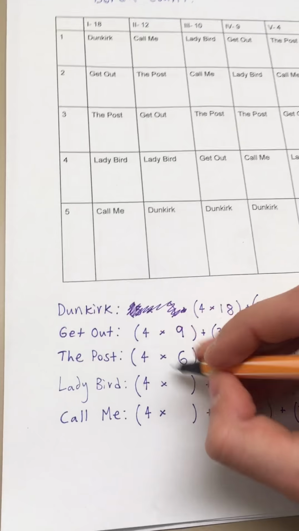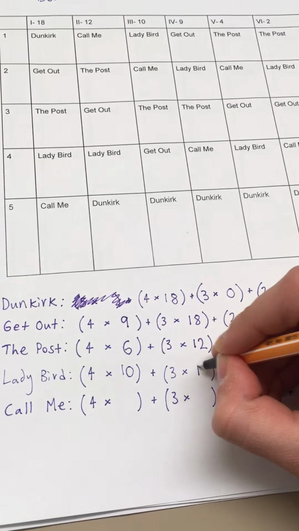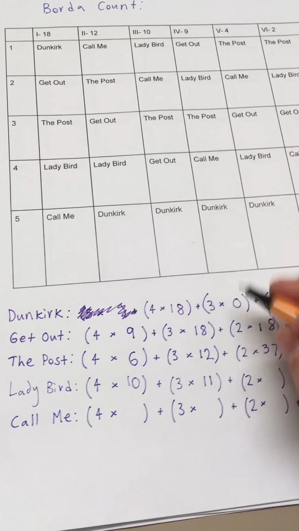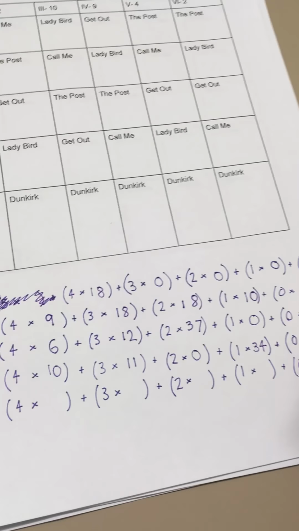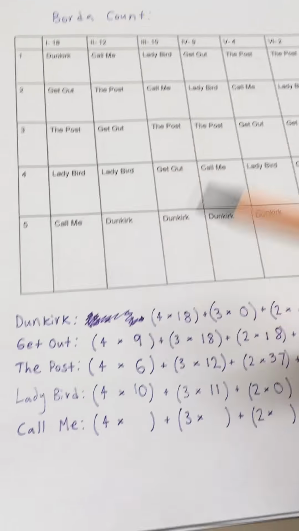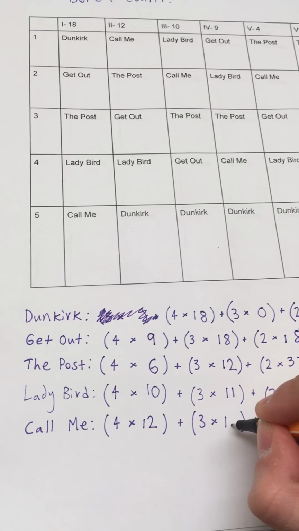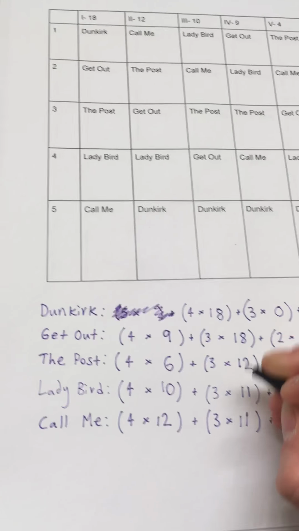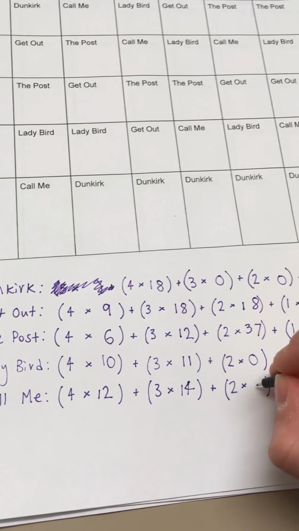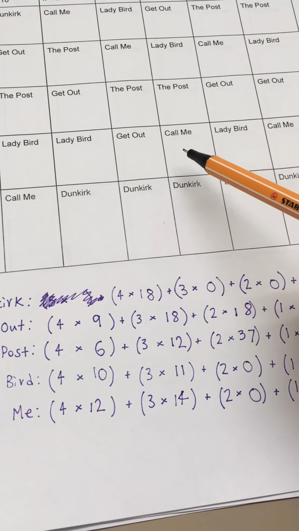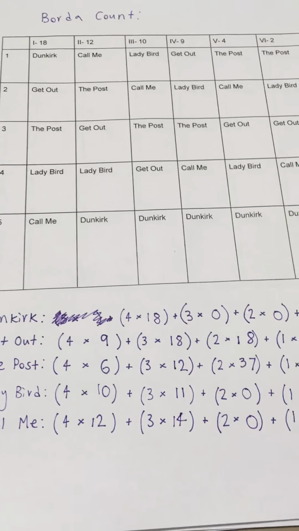Lady Bird got 10 first place votes, and it got 11 second place votes, and it got no third place votes. It got 34 fourth place votes and no fifth place votes. Call Me By Your Name got 12 first place votes. It got 14 second place votes, sorry. It got no third place votes. It got 11 fourth place votes and no fifth place votes.